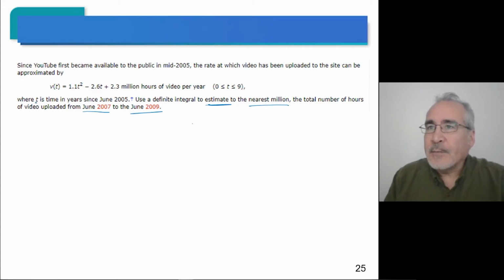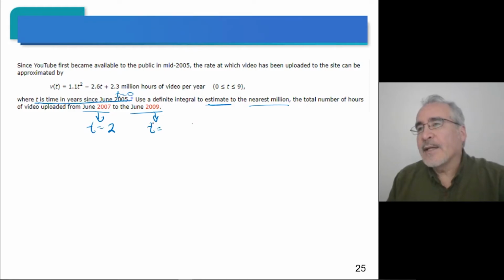Then also they give me some information so that t is time in years since 2005. That means that in 2005, t was 0, that's really what that's saying. So if in 2005 t is 0, then in 2007 t must be 2, and in 2009 t must be 4. You just count it up however you need to do it.